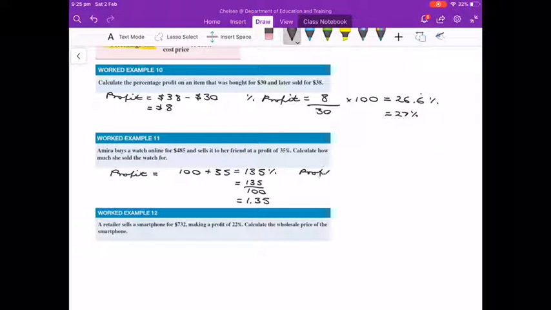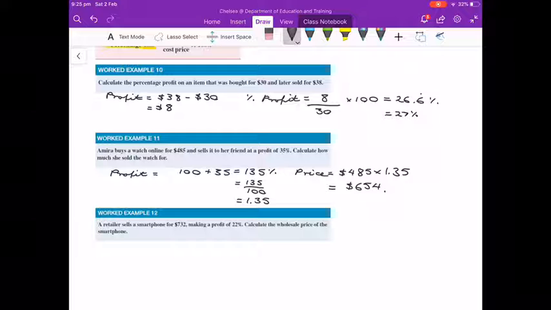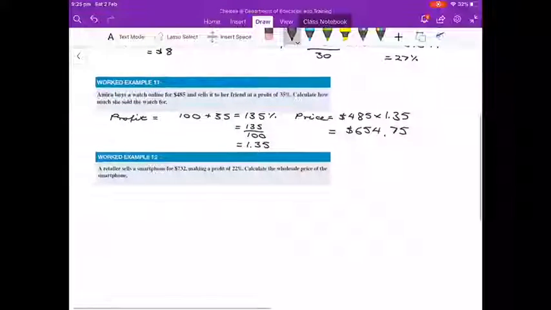So to find how much the price of the watch is, what we do is we get the original price and we multiply it by 1.35. What that does is it finds that extra 35% profit, and it cost her $654.75. That was what she sold it for.